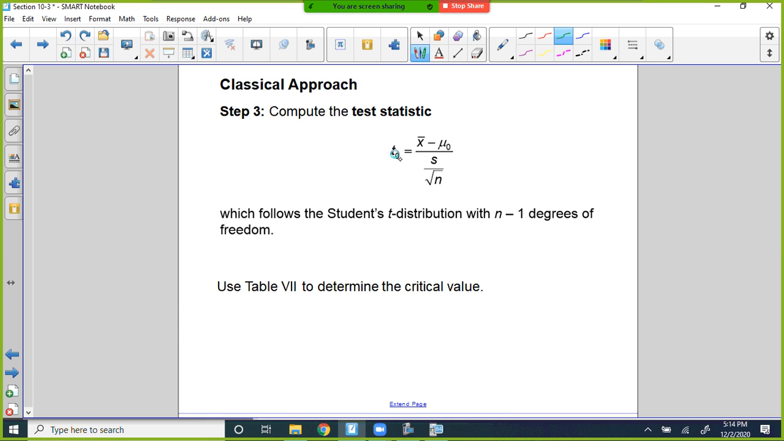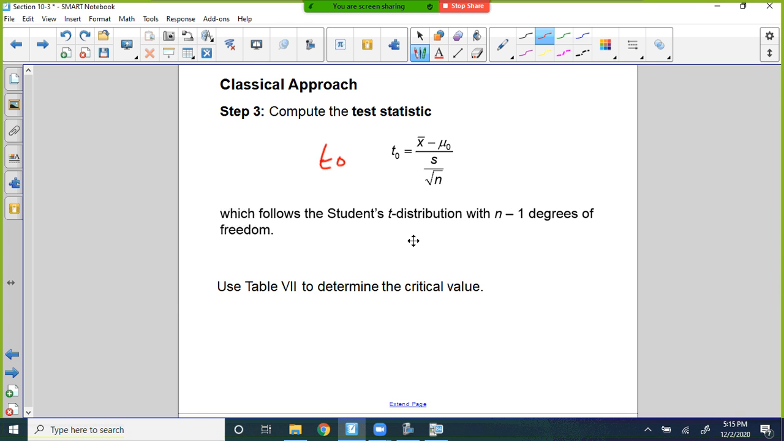T sub naught is x bar, the mean of the sample, minus the mean, over the standard deviation divided by the square root of n. N is the number of things in our sample, and it follows the student t distribution with n minus 1 degrees of freedom. So once we find that t sub 0, we're going to have to look it up in the table. Now, that's if you're doing it by hand. Use the table to determine the critical value.